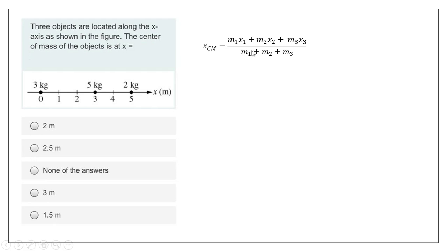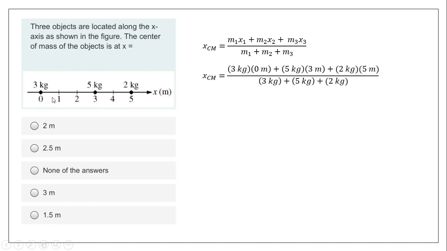Notice the numerator and the denominator have 3 terms because there are 3 objects. Here's m1 x1 plus m2 x2 plus m3 x3 over the sum of the masses. Other than that, if you pay close attention to the diagram, the 3 kilogram mass is placed at 0. So even though there's a mass, it's placed at 0, so really it does not contribute to the numerator.